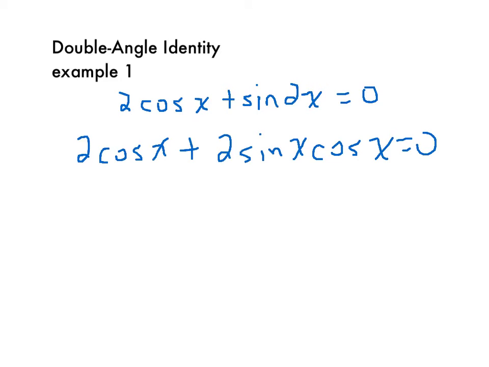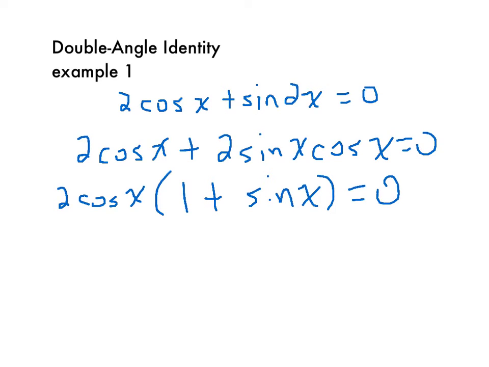Now, as I take a look at this, I might want to consider, does anything else show up here that might need an identity? And so far, I don't see anything that needs some more substitution going on here. But I do notice that I've got 2 and cosine x as a part of both halves of this expression. So I can do some factoring. Let's factor out the 2 and factor out the cosine of x. I'm left with 1 plus the sine of x, and this whole expression then is equal to 0.